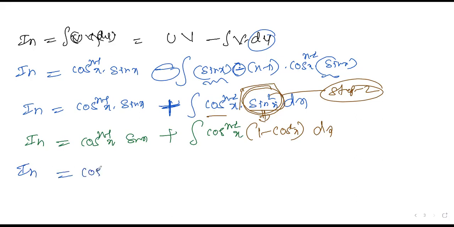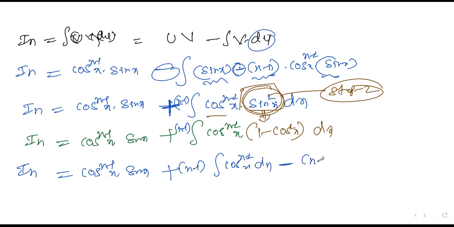In is equal to cos power n minus 1 x into sin x plus here we are missing something, n minus 1 you are missing, I left it out. Here you can write n minus 1. So here it is n minus 1 into integration cos power n minus 2 x dx, because 1 into x dx, minus into plus, minus (n minus 1) into integration cos power n minus 2 x into cos square x into dx. Still it is clear.